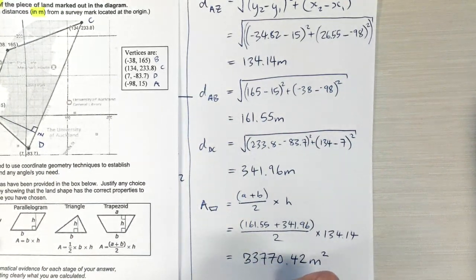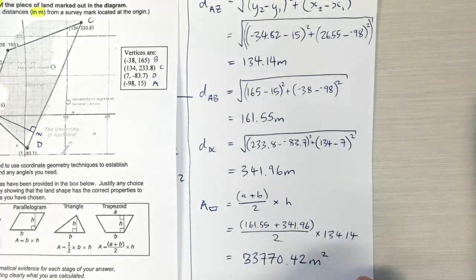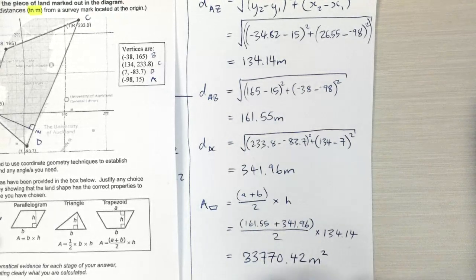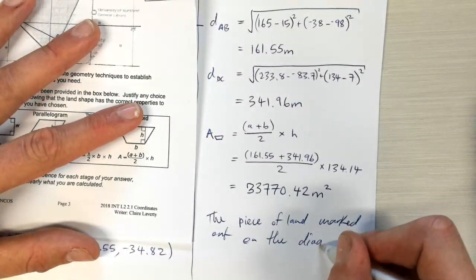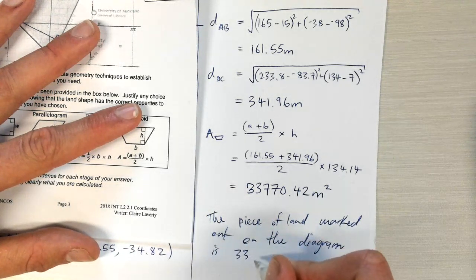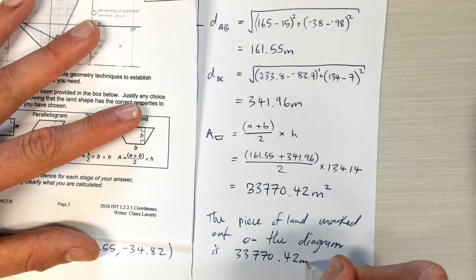The piece of land marked out on the diagram is 33,770.42 meters squared.